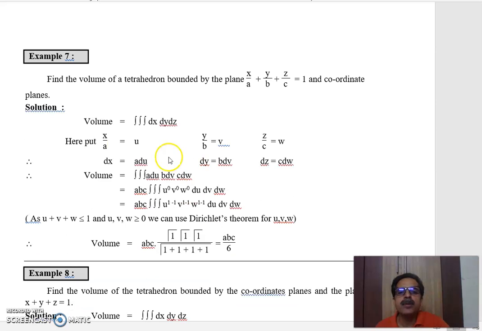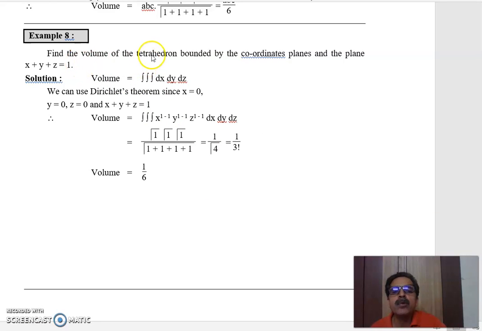Let's see the seventh problem. Find the volume of the tetrahedron bounded by the plane and coordinate planes. Now for this problem we have to make a standard substitution. Further, using the Dirichlet theorem we can get the answer.